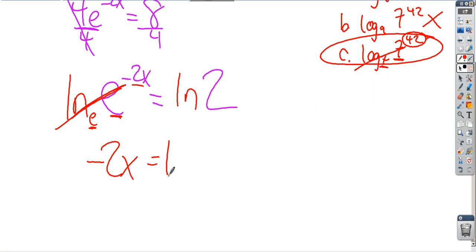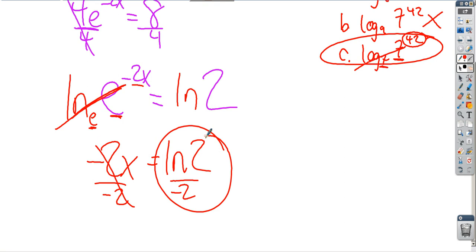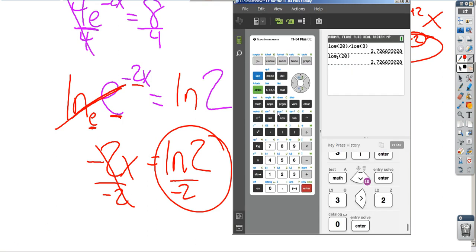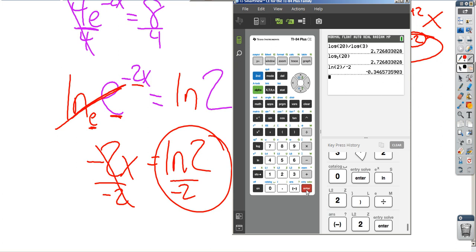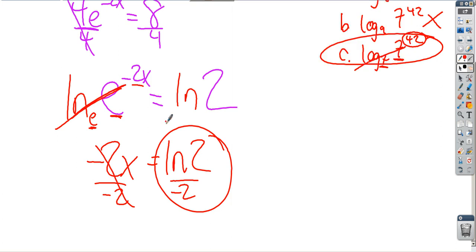So negative 2x equals the natural log of 2. Let's divide by negative 2. And then we want to put this in a calculator. I think it's going to be like negative 0.34, negative 0.35. I want to show you where to find natural log on your calculator as well. You can see it right there, it's right below the log key. So we want the natural log of 2, and then we will divide by negative 2. It's negative 0.3466 basically. Usually round it to 4 decimals.